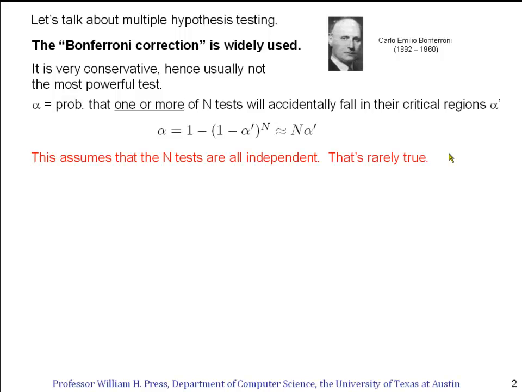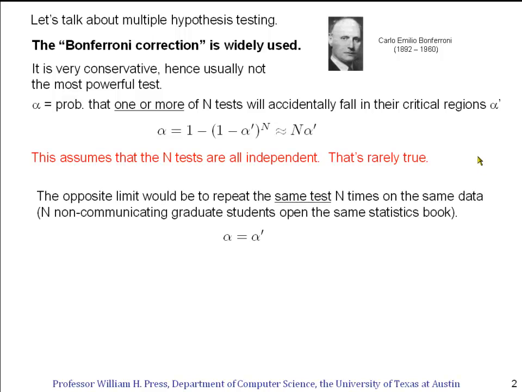Now you can see that in our calculation here that we assumed that all of the tests were independent. That's what gave rise to this power n up here. In practice, that's rarely true, and this is what makes Bonferroni the most conservative of all possible tests. To see that that's the way it works, let's consider the opposite extreme. Let's suppose that we repeat the same test n times on the same data. That would be a pretty silly thing for a single person to do, but I guess you could imagine that we have n non-commuting graduate students in separate rooms.